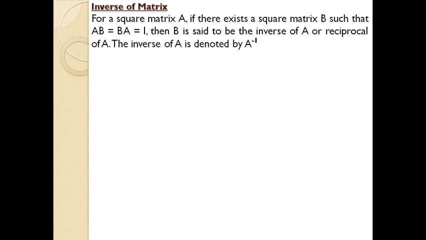Try to find the answer. Next case: inverse of a matrix. So what is meant by inverse of a matrix? Actually, inverse of a matrix is a case where, given a square matrix A and a square matrix B, if you multiply A into B and also B into A, you finally get an I. I means unit matrix or identity matrix. I hope you understand the concept.